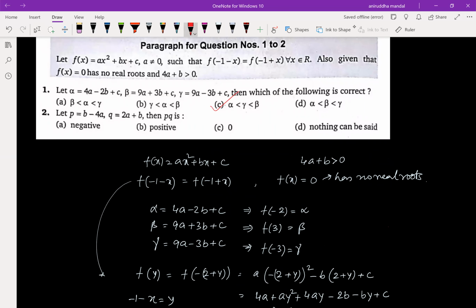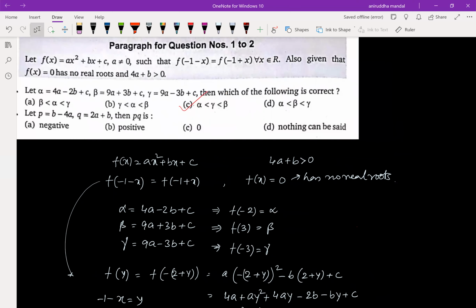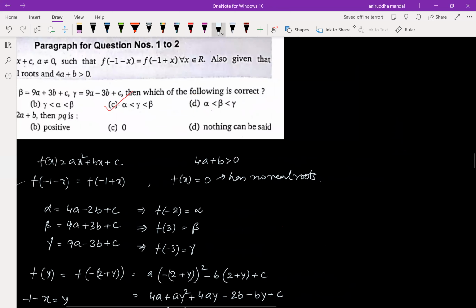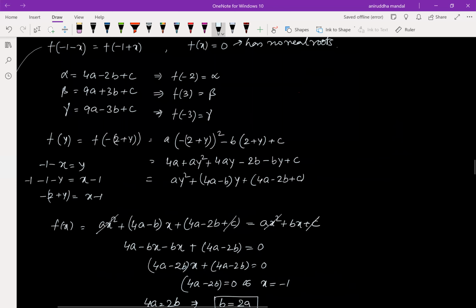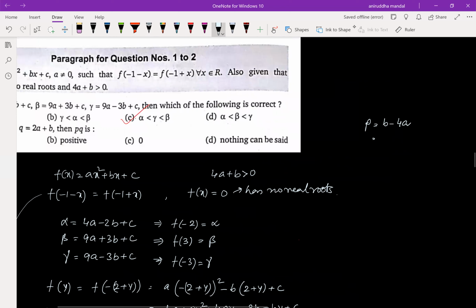And last is if P is B minus 4A. So let's write this. P is B minus 4A. So B is 2A. We have already found out. Okay. This is 2A minus 4A. This is minus 2A. And A is positive. It is given.